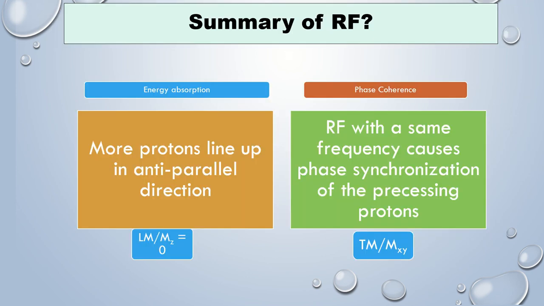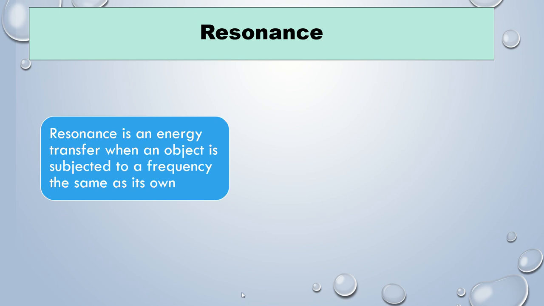So again, the summary of the RF pulse is, you get energy absorption, where more protons line up in the anti-parallel direction, so that your LM becomes 0. The second concept is you get phase coherence. That means RF with the same frequency causes phase synchronization of the precessing protons, and then you get more and more transverse magnetization.